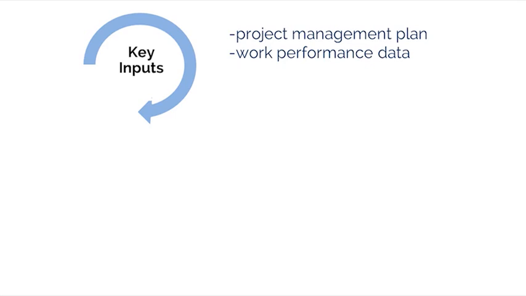Another key input is work performance data, which is the raw information gathered about schedule performance and progress, such as which activities have started, what their progress is, and which activities have finished.